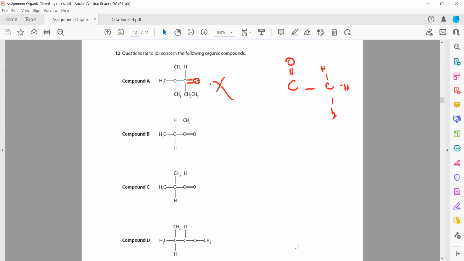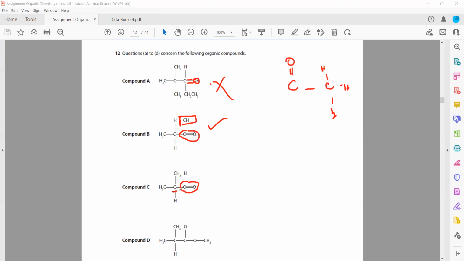When we check the second one, C double bonded with O is there, and next to that is a methyl group. So it means this will give a positive result. It will give a yellow or orange precipitate. Yellow precipitate is there.